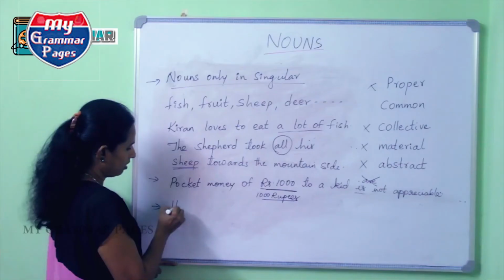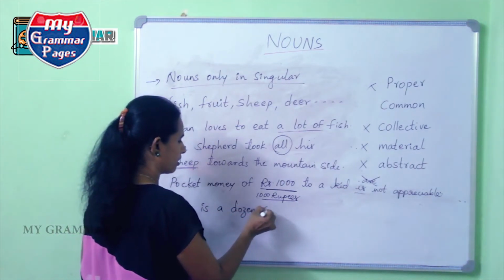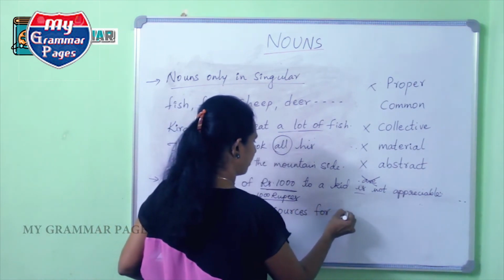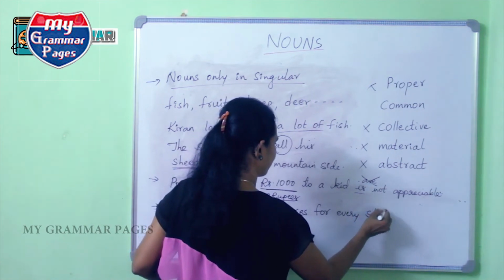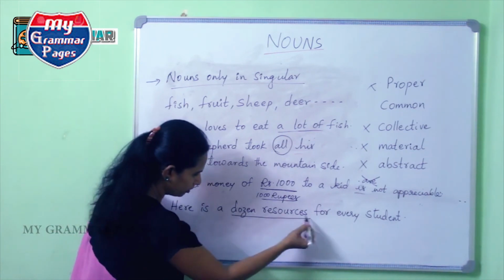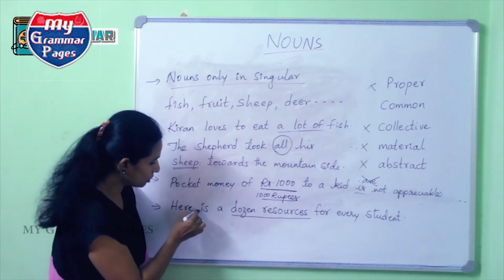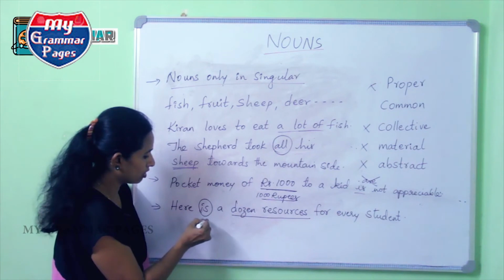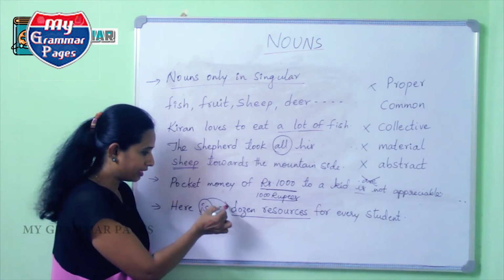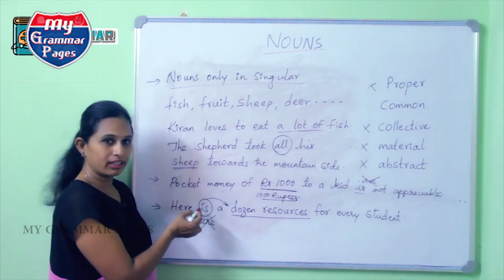In the same way, here is a dozen resources for every student. In this case, the word dozen resources is not plural here, it's taken only as singular. That's why we have used the word is but not are. Here is a dozen resources for every student, because we are considering the word dozen but not the resources. So that's why it takes only the singular verb.